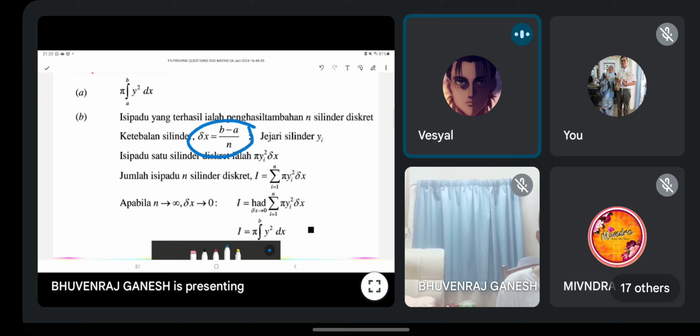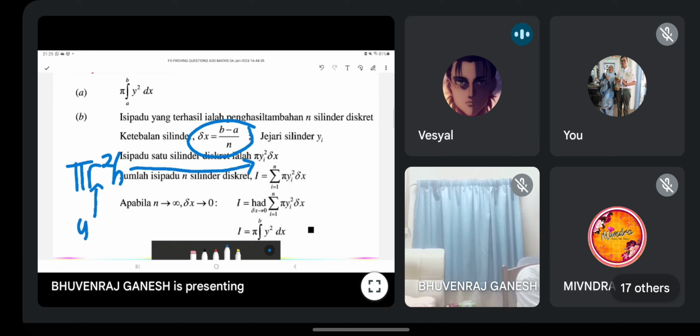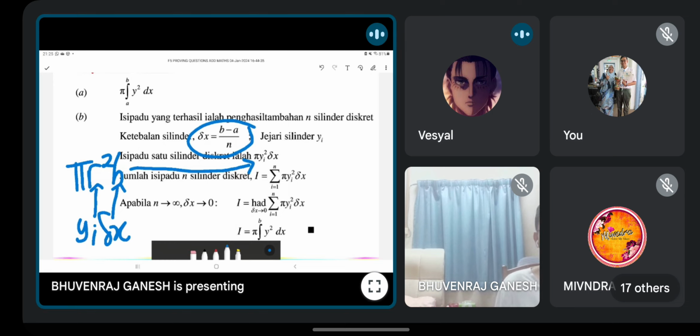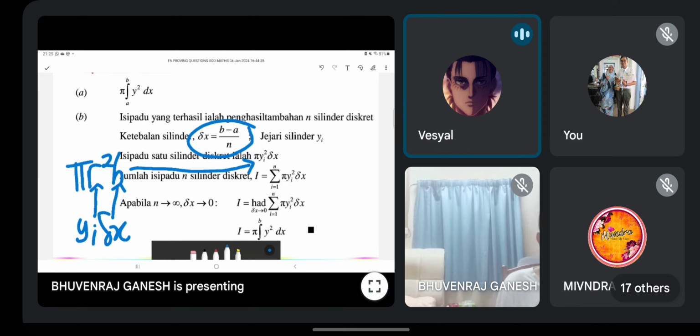Now we want to find cylinders, not lines. Before this it was not cylinders, but now we have to use cylinders because it's volume. So the formula for one cylinder would be pi r squared h. Now our job is to replace the r and the h. We assume the radius of the cylinder is yi, and the h value would be delta x. So when we sub in yi and delta x, we get pi yi squared delta x, the volume of one cylinder.